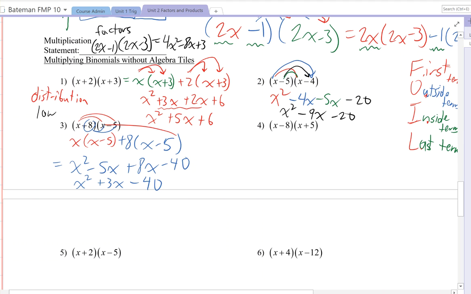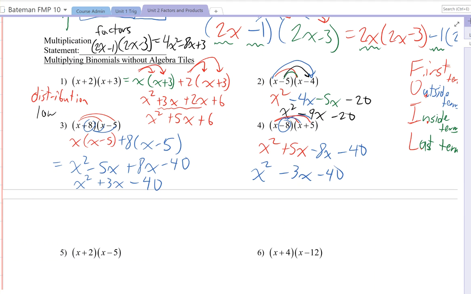So what I'm going to do is I'm just going to use my arrows. So it's going to be like a combination of FOIL using your arrows as well as distribution. So x times x is x squared. X times plus 5 is plus 5x. Negative 8 times x would be negative 8x. And negative 8 times plus 5 would be negative 40. Combine like terms. This time I'm going to get a negative 3x minus 40. And it's interesting to note that this is negative because the larger digit between the 8 and the 5, the larger digit is negative. That's why my sum is negative.